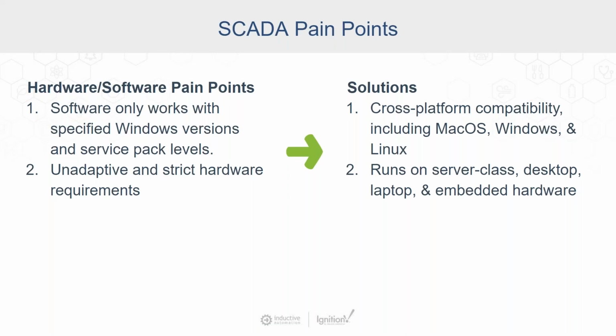Well, the solution is that a system should be cross-platform, meaning it should be able to run on macOS, Windows, Linux. It shouldn't matter, and it should run on server class hardware if it's a large system, but smaller systems could run on a desktop or a laptop, or even lightweight versions on embedded hardware. Just having that flexibility makes it easier to maintain systems long term.